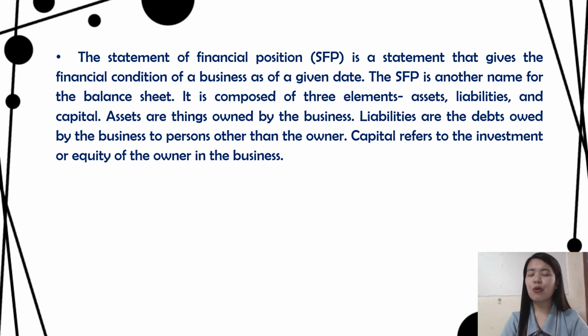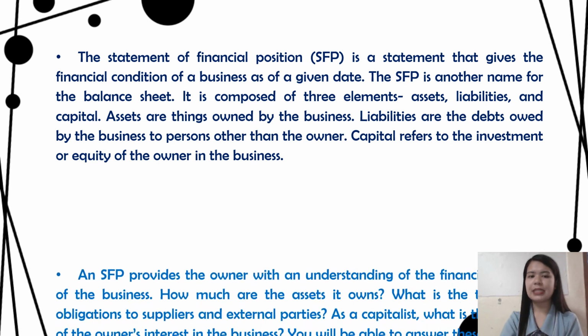Assets are things owned by the business. Liabilities are the debts owed by the business to persons other than the owner of the business. And then the capital refers to the investment or the equity of the owner in the business.